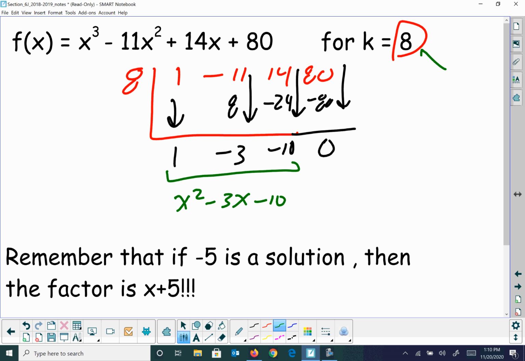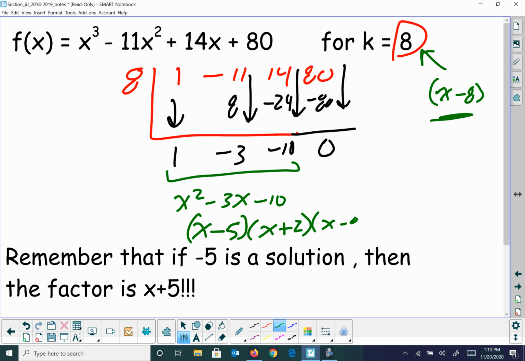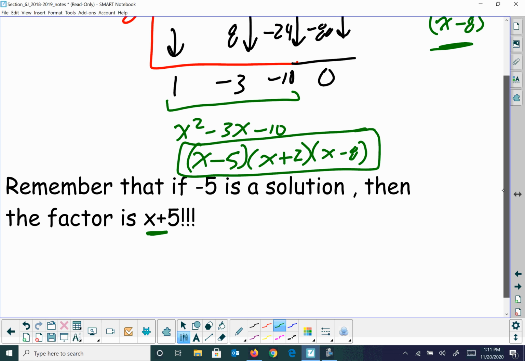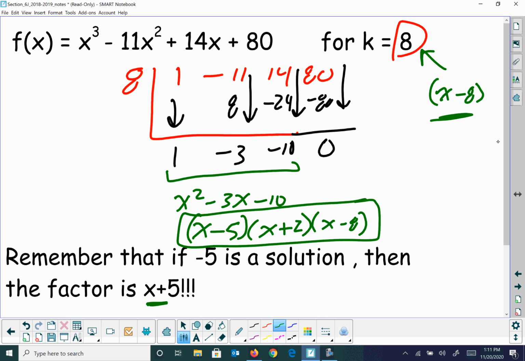So remember, this is going to be x minus 8 is one of the things, because you'd set that equal to 0 to get the 8. Factor this as well. Plus 2. And then we know that so that whole thing would be our above equation factored down. Remember that if negative 5 is a solution, then it is a factor. The factor is x plus 5, which we just talked about up here. Okay?